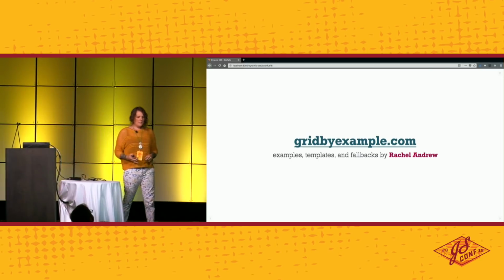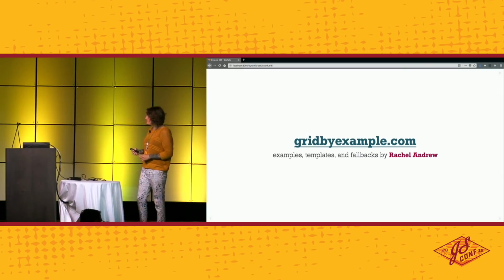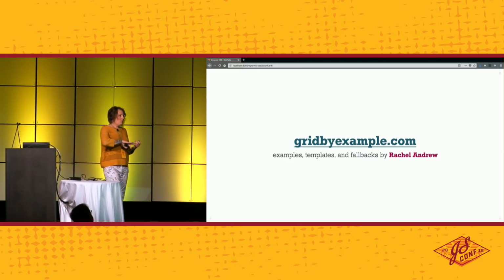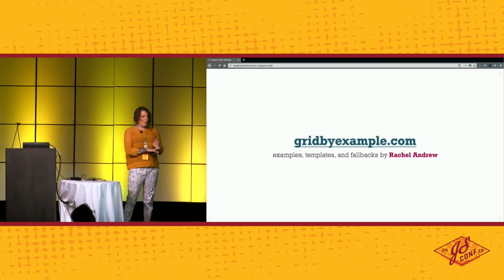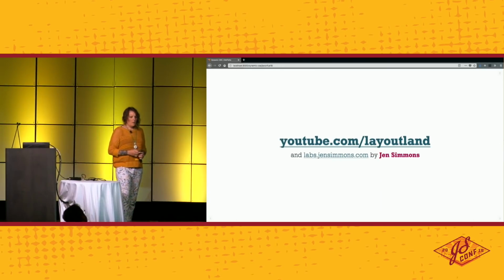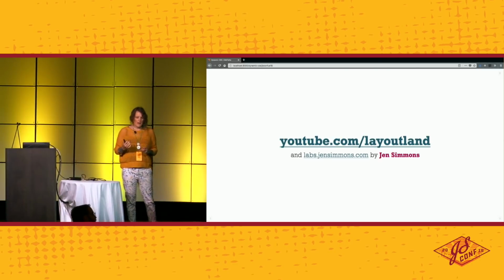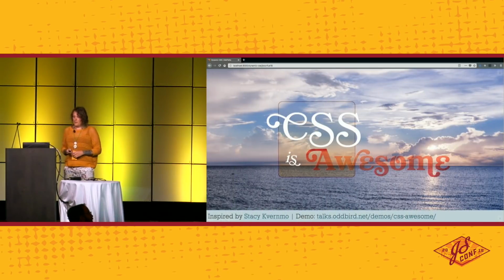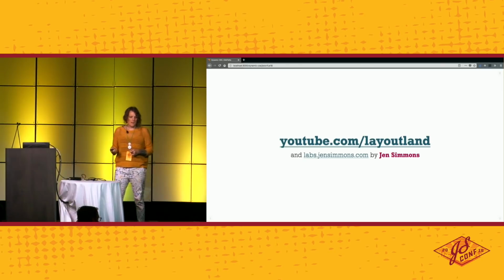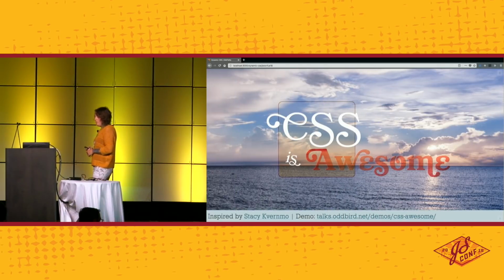If you want to dig more into grids, gridbyexample.com is a great place to go. This is Rachel Andrew's site. It has not only lessons on the different aspects of a grid, but also common layouts built in grid with fallbacks already built. So if you have one of the common layout needs or something similar to it, you can copy and paste her code and already have your layout written. Also, Jen Simmons has youtube.com/layoutland, where she does various YouTube videos going into much more detail. She also has Jen Simmons Labs, where you can see lots of experiments, her doing various art sites, playing with what grid can do.